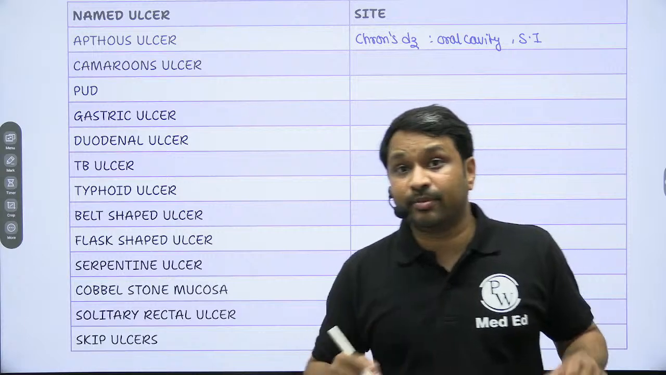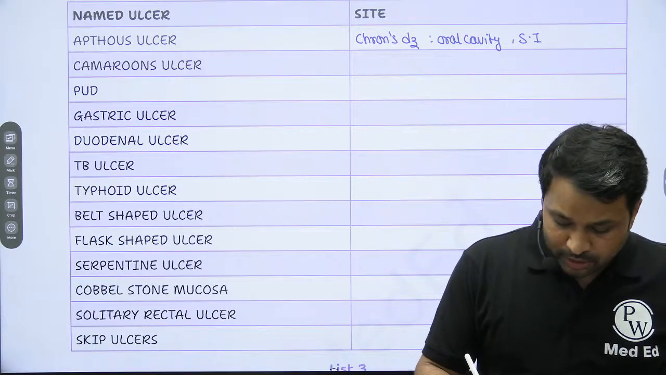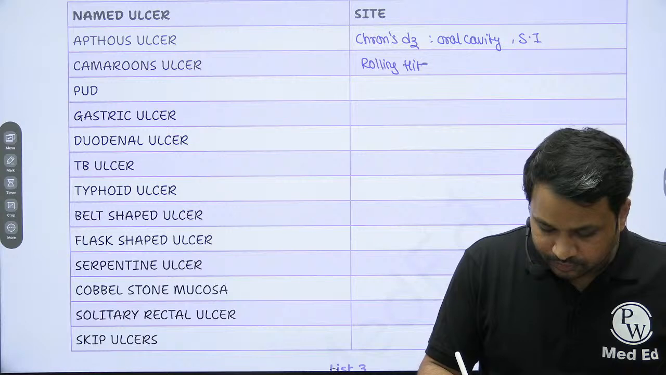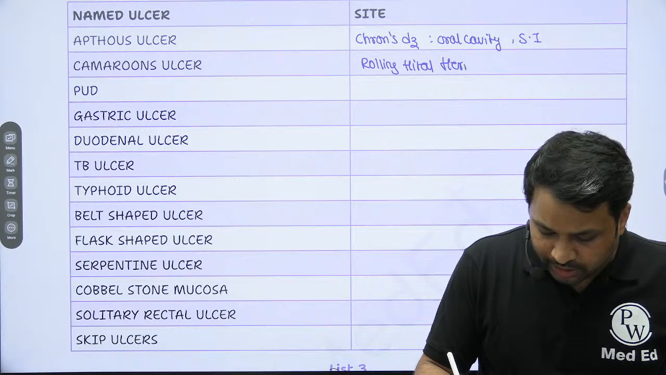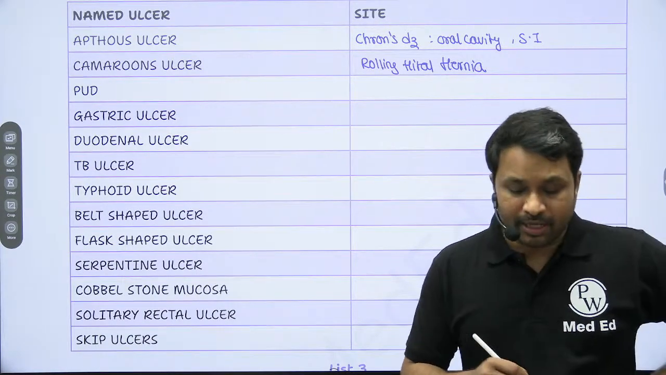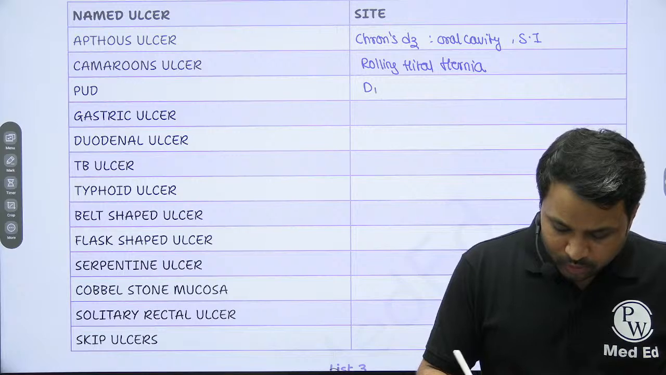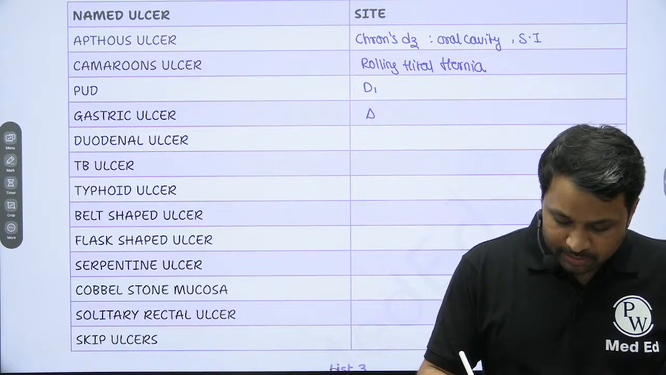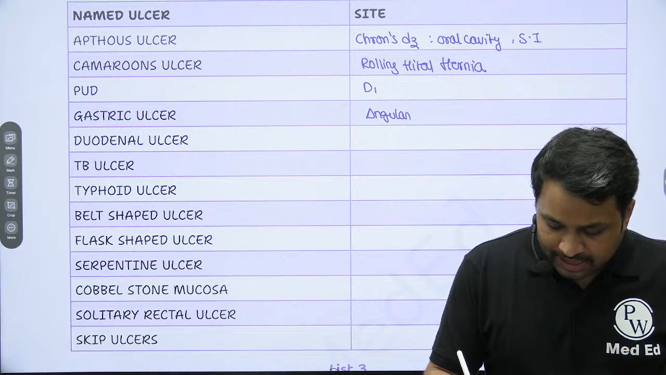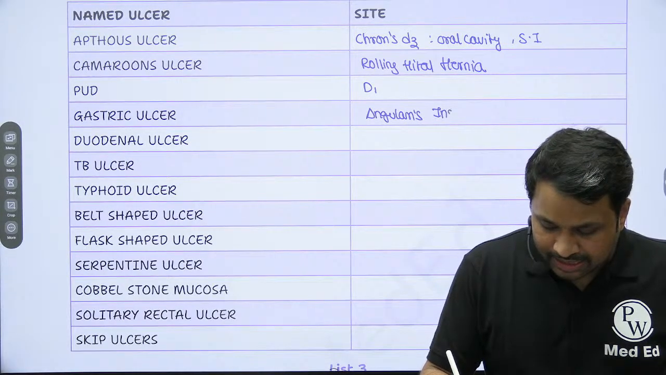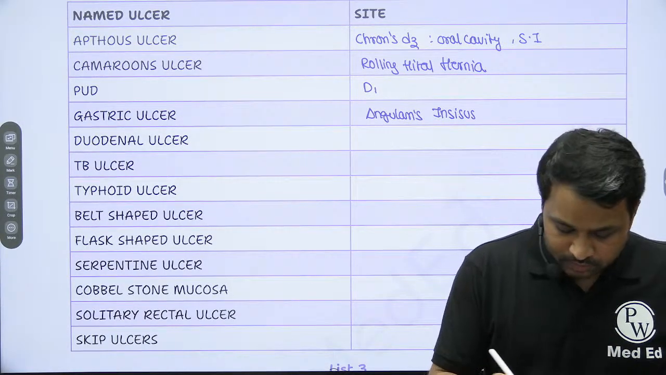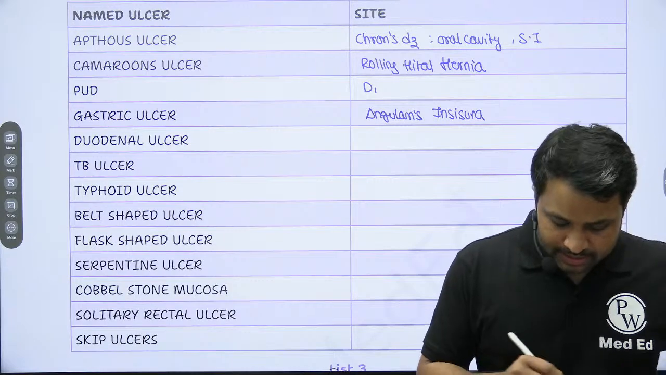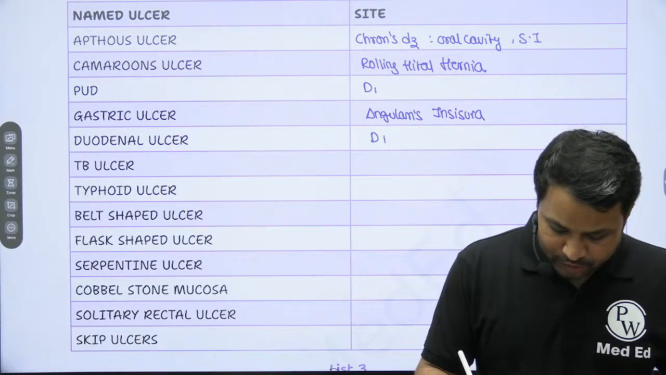Cameron's ulcer कहाँ मिलेगा? कल मैंने आपको बताया था, it is going to be present in the rolling hiatal hernia. It is seen in your rolling hiatal hernia. Peptic ulcer disease का ulcer कहाँ मिलेगा? The most common is going to be the first part of the duodenum. Gastric ulcer, अभी मैंने आपको बताया था, it is the angularis incisura. Duodenal ulcer is again first part of the duodenum.